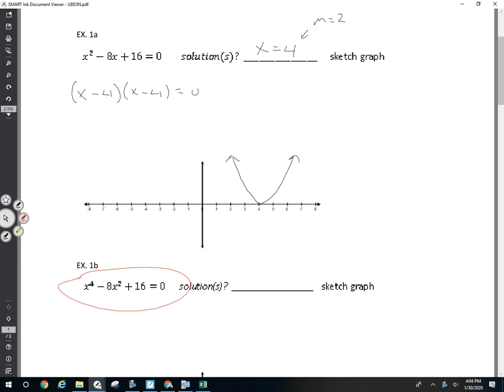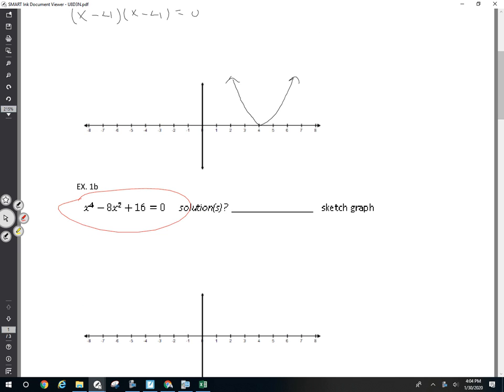This next one. Next one is an introduction of something that you might see. I'm probably not going to see it, but you see x to the fourth minus 8x squared plus 16. This is really close to being the same form as x squared minus 8x plus 16, right? And I factored this as x minus 4 times x minus 4. But this one would be x squared minus 4, x squared minus 4. Which ends up giving us x plus 2, x minus 2, x plus 2, x minus 2.